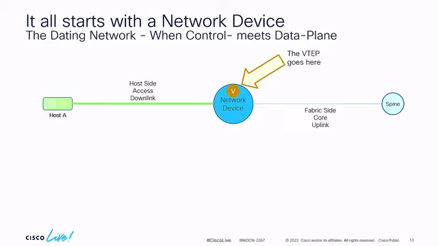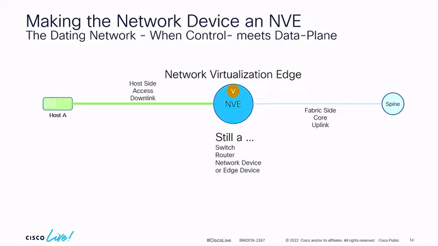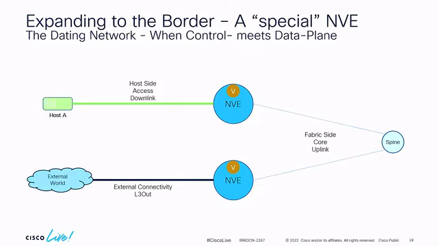So exactly as you see here, it's exactly here in the middle, and when we put a VTEP on top of that, then that network device becomes a network virtualization edge. So it's at the edge between two sides of the network. But it's still a switch or a router or a network device or whatever you want to call it, a leaf, more or less a spine, but it's a network virtualization edge.